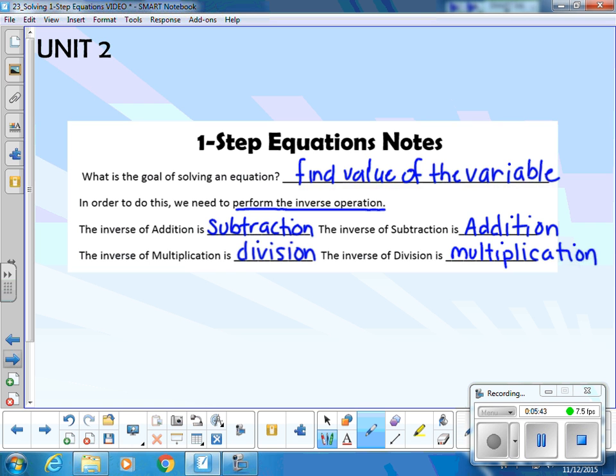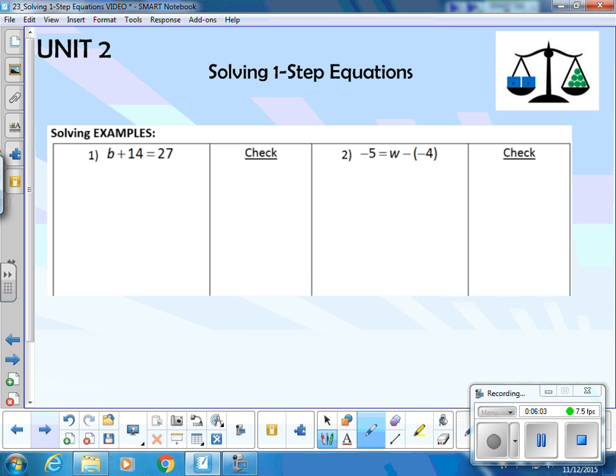So it's important that you understand those, and we're going to talk about some special situations in just a minute, but I wanted to make sure you understand the inverse. So the inverse of addition is subtraction, the inverse of subtraction is addition, the inverse of multiplication is division, and the inverse of division is multiplication. All right, so let's look at some examples. And basically all we're doing is using the inverse operation to solve for the letter.